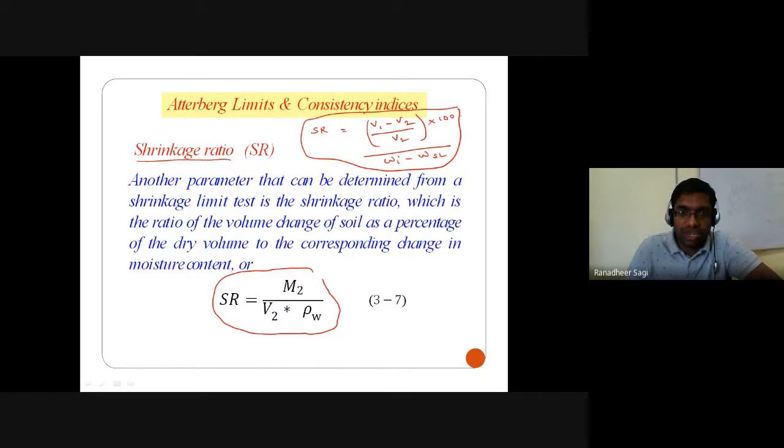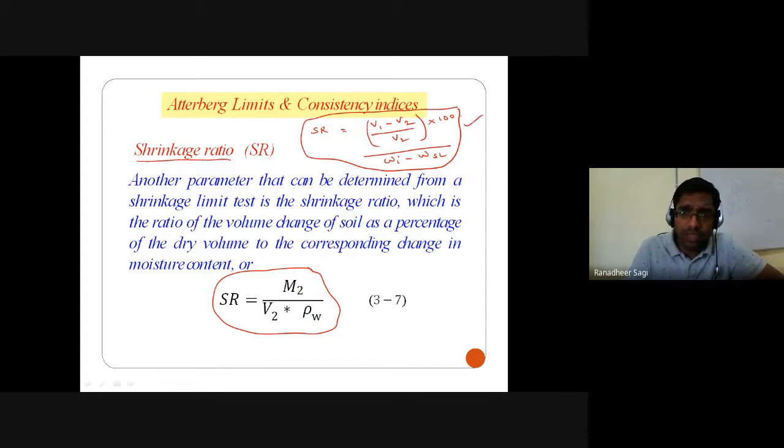Shrinkage ratio can be simply represented as M2 by V2 into rho W, where M2 is nothing but the dry mass of the soil and V2 is nothing but your dry volume of the soil, or in fact I can say the volume of the soil in the dry state or at the state of your shrinkage limit condition, into rho W, which indicates the unit weight of water. In case you are talking in terms of mass, we call it the density of water. In case you are talking in terms of weights, you call it your unit weight of water.